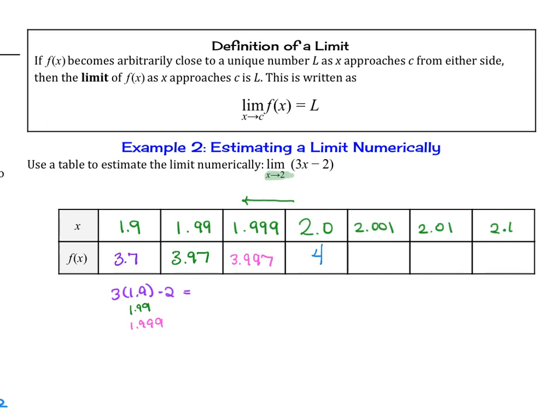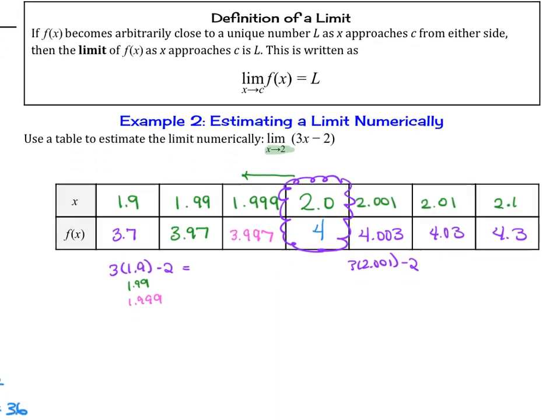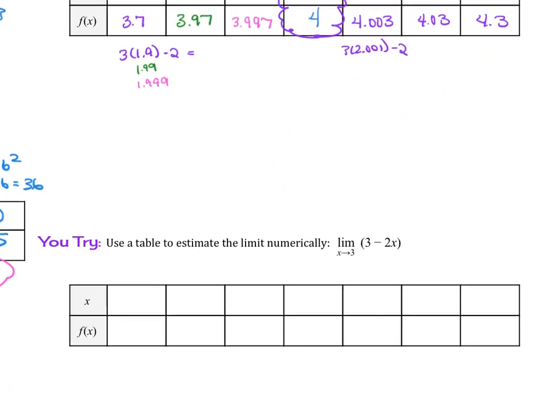Then if you go to the right of that, we're going to plug in 2.001 for the x value, 3 times 2.001 minus 2, you will find that that is 4.003. Then at 2.01, that's 4.03, and at 2.1, that is 4.3. So therefore, our answer is 4. It is going to ask in the homework to use a table, and so that's why we are doing that now. So try this example.